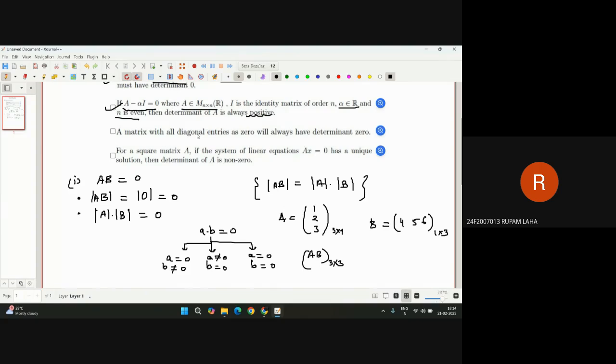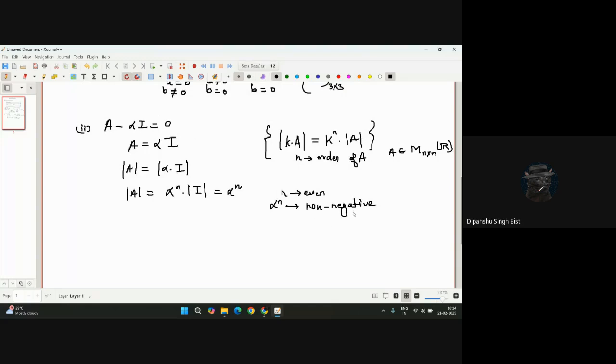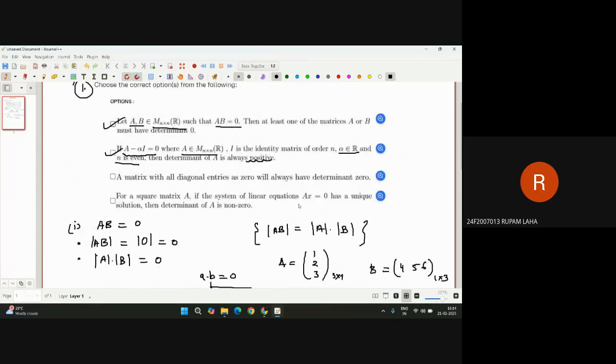Though the more correct term would have been non-negative. I also had a confusion in that option. So I is identity matrix of order n, alpha belongs to R, n is even, determinant of A is always positive. Okay, fine.